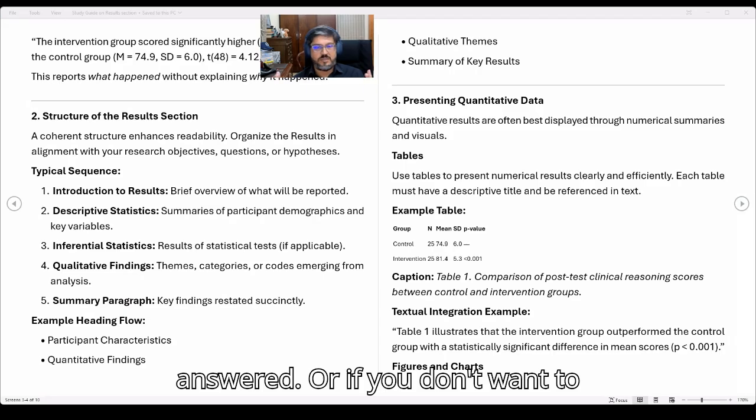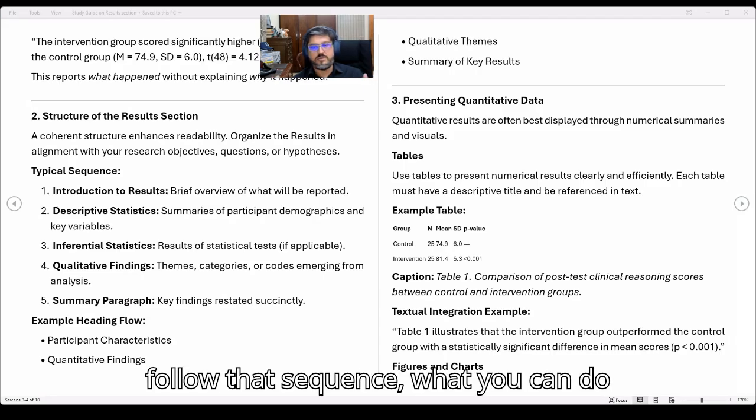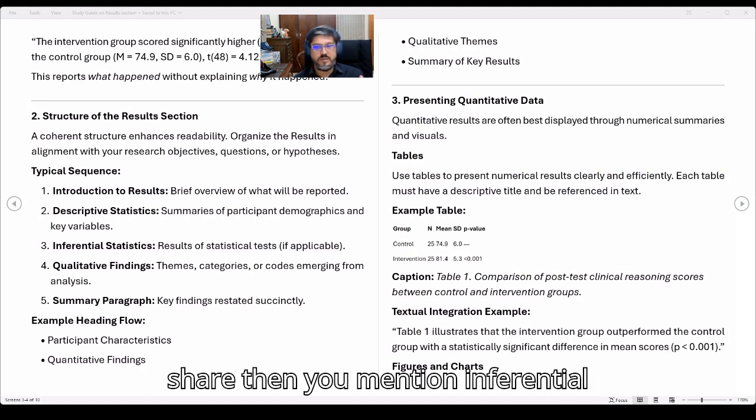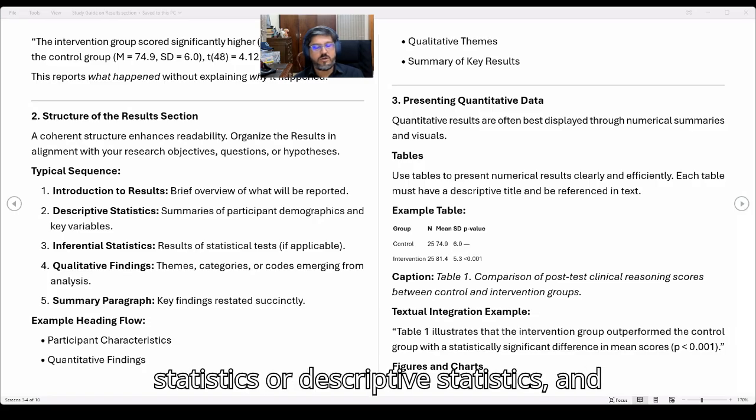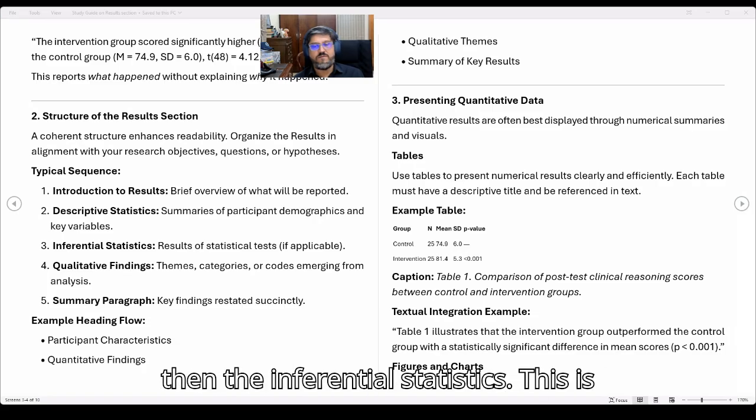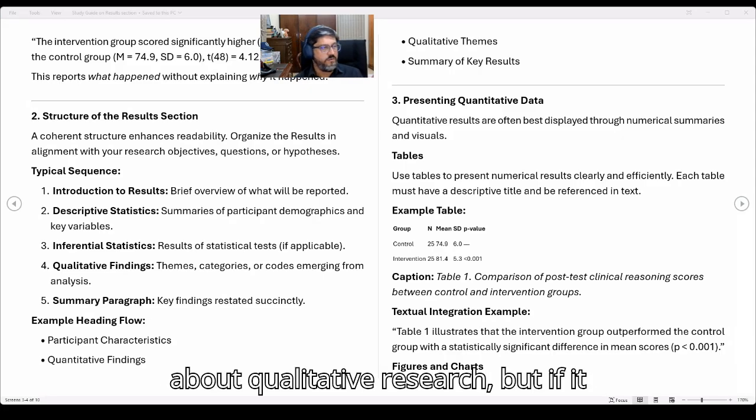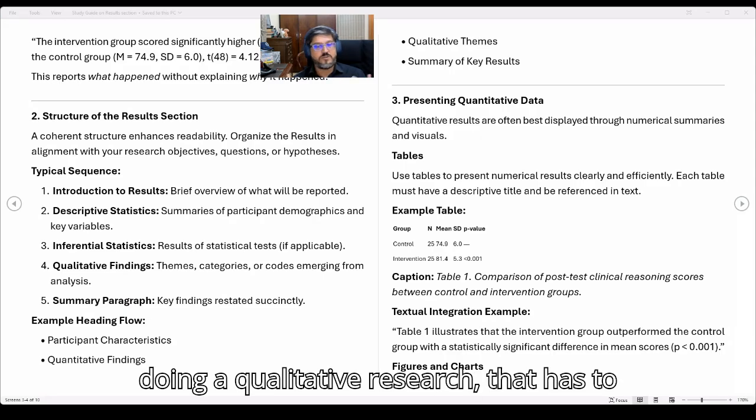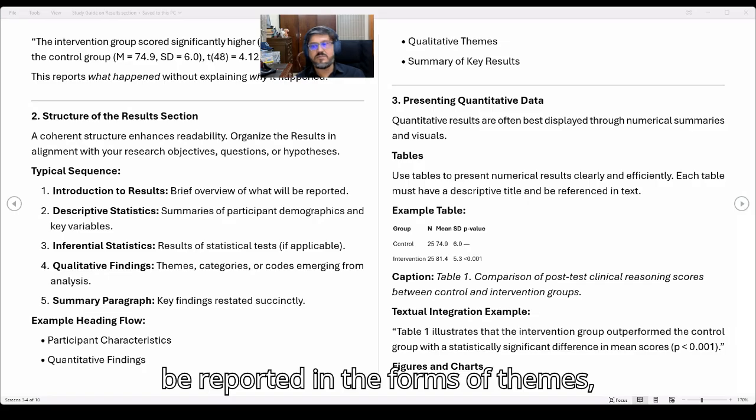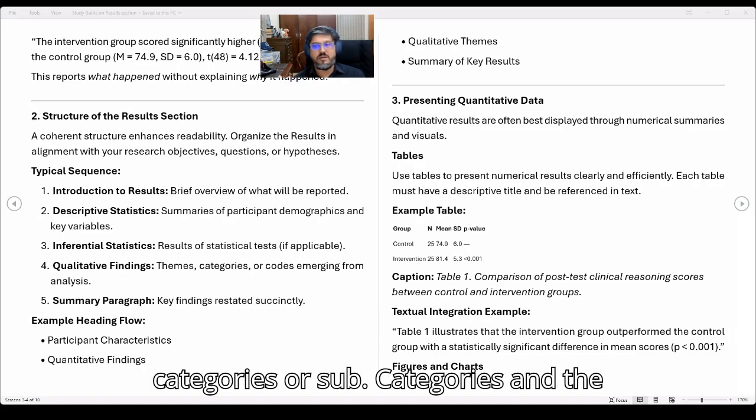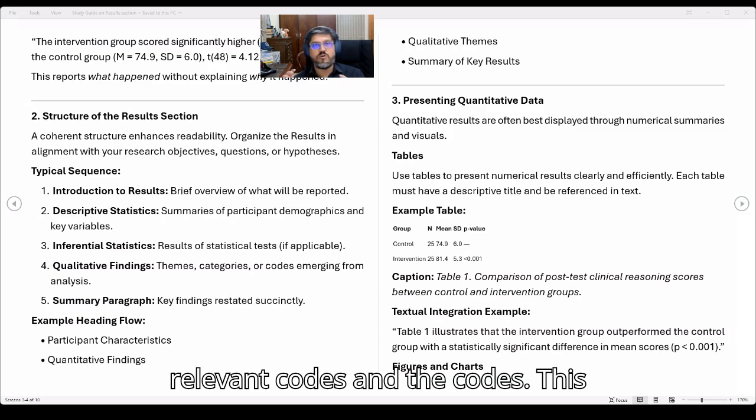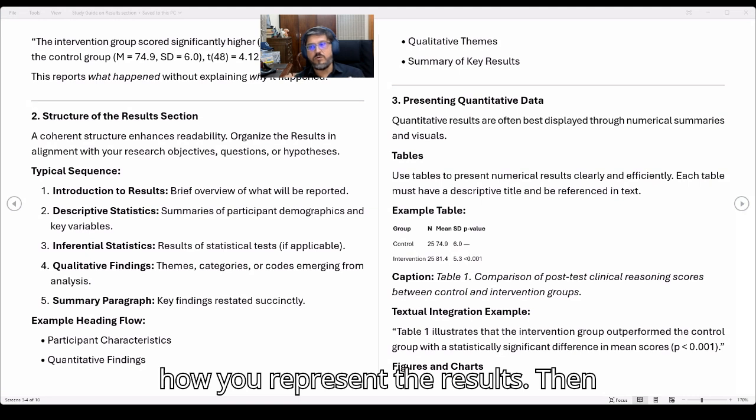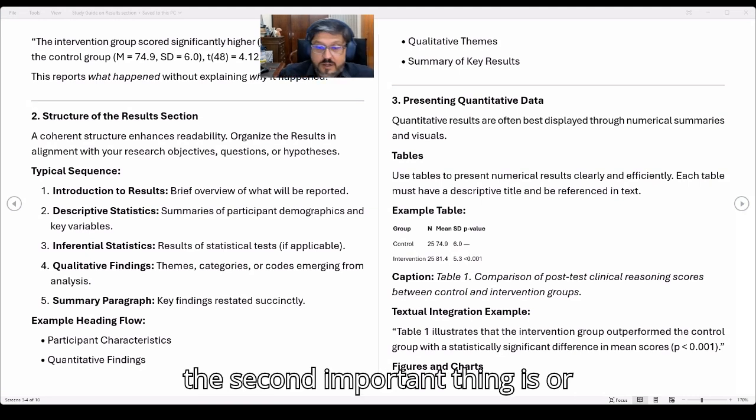Or if you don't want to follow that sequence, you can start with a brief overview of what you're going to share. Then you mention descriptive statistics, and then the inferential statistics. This is about quantitative research. But if you're doing qualitative research, the findings have to be reported in the form of themes, categories or subcategories, and the relevant codes. This is very important; this is how you present the results.